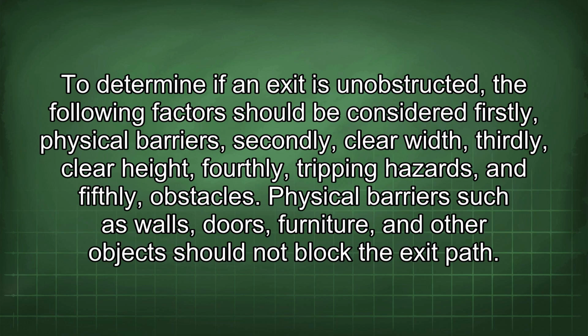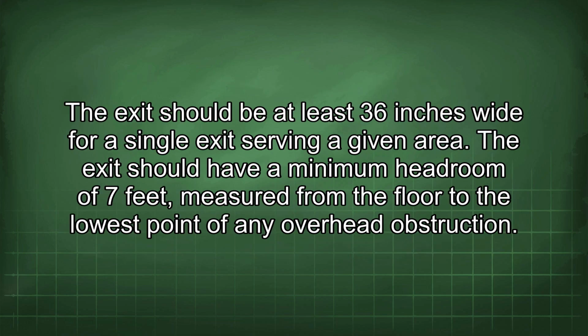To determine if an exit is unobstructed, the following factors should be considered: firstly, physical barriers; secondly, clear width; thirdly, clear height; fourthly, tripping hazards; and fifthly, obstacles. Physical barriers such as walls, doors, furniture, and other objects should not block the exit path. The exit should be at least 36 inches wide for a single exit serving a given area.